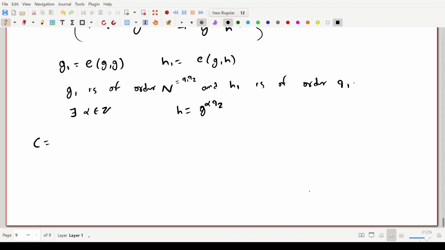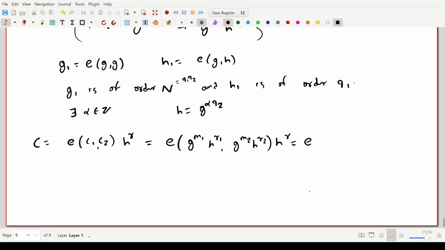Try to find this C is equal to e of c1 comma c2 multiplied by h1 raised to r. Observe that this belongs to G1, because this is the pairing e of c1 comma c2. Now what is your c1? It is g raised to m1 h raised to r1 comma g raised to m2 h raised to r2, multiplied by h1 raised to r.